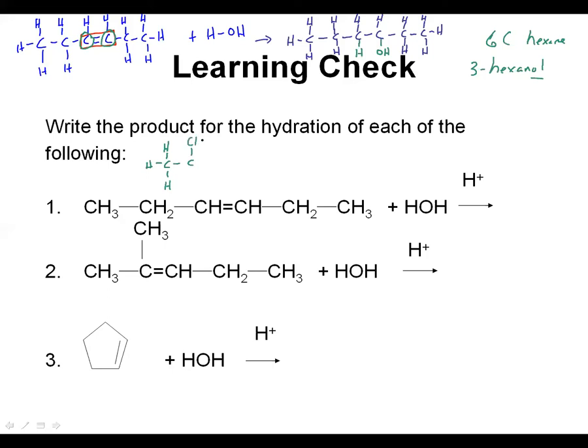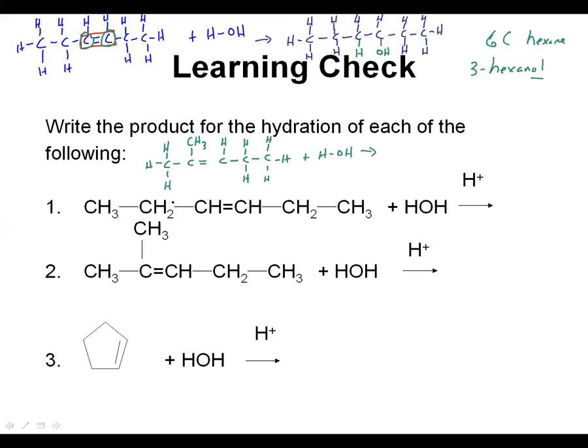This I'm not going to draw. I'm just going to keep that condensed. And we got our double bond this way. And we got this. And we got this. And again, we're adding our water, which is H and OH.